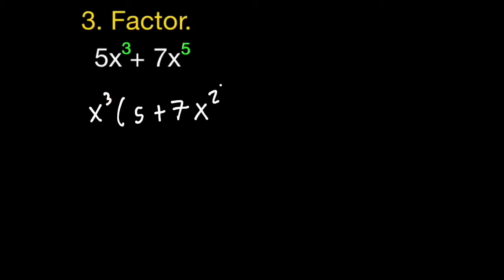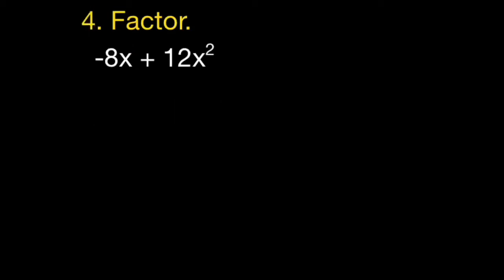I want to conclude this tutorial by looking over one final example. Example 4, negative 8x plus 12x squared. First, we are going to look at the coefficients 8 and 12, and we have to decide what would be the greatest common factor. After a few moments of thinking, we should come to the conclusion that we can factor out a 4.